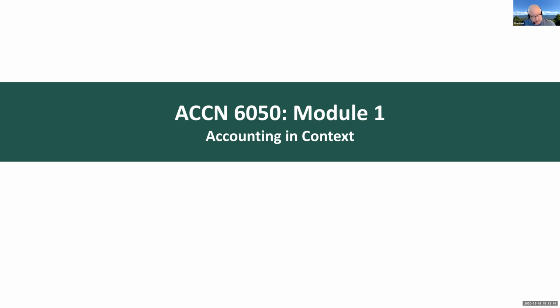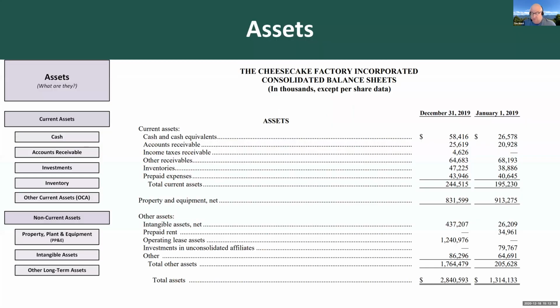So I picked a company. I just picked the Cheesecake Factory. They are a publicly traded restaurant, obviously, and I like cheesecake. Although I do have trouble with their menu because it's almost heavier than anything I can pick up. But nonetheless, this is the balance sheet.